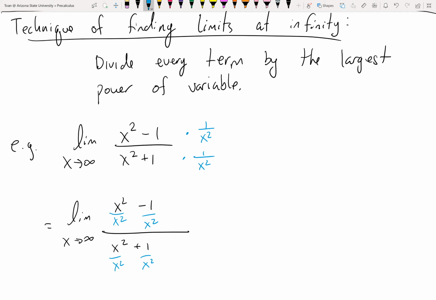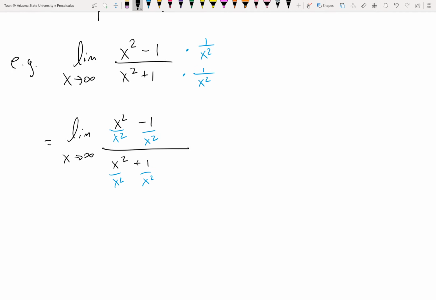Now, why do we care to do that? Let's go horizontal. As x approaches infinity, x squared over x squared is, of course, 1. 1 over x squared stays. X squared over x squared is, of course, 1. Plus 1 over x squared stays. Now we can apply the limit.